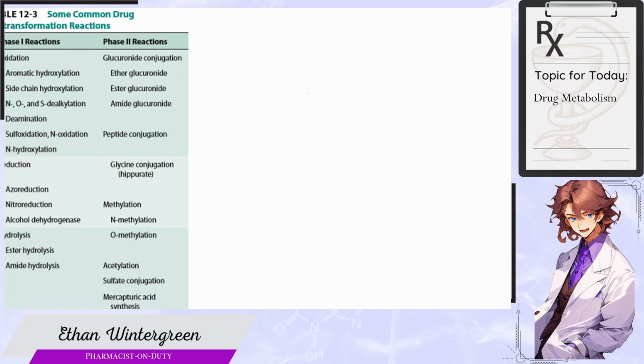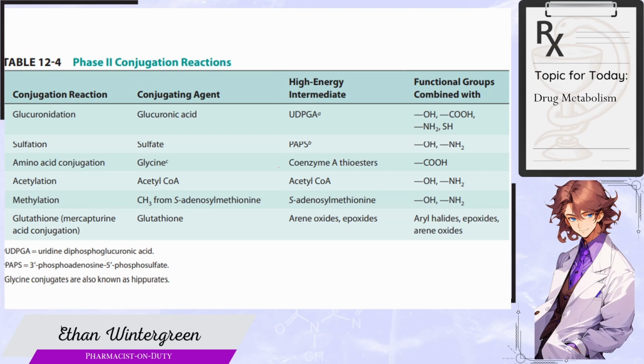So here are some common biotransformation reactions. And here are your phase 2 conjugation reactions. Please take note of the conjugation reaction, the conjugating agent, the high energy intermediate, and what functional groups are being combined. This would be asked.